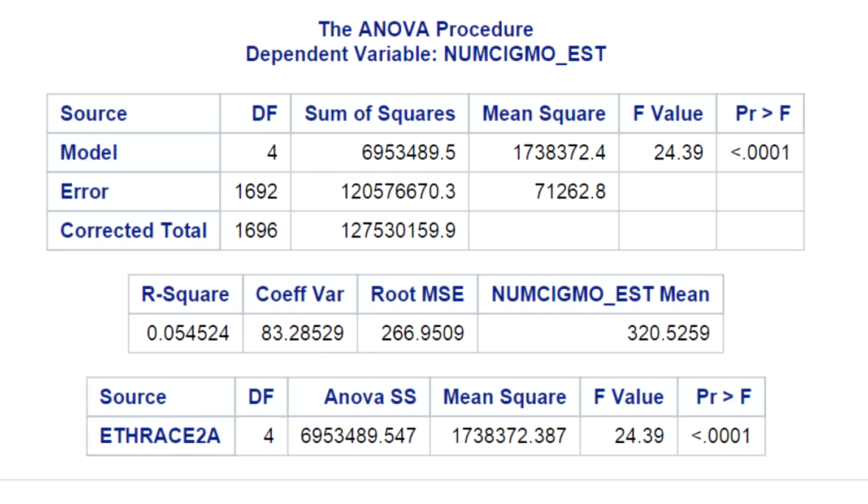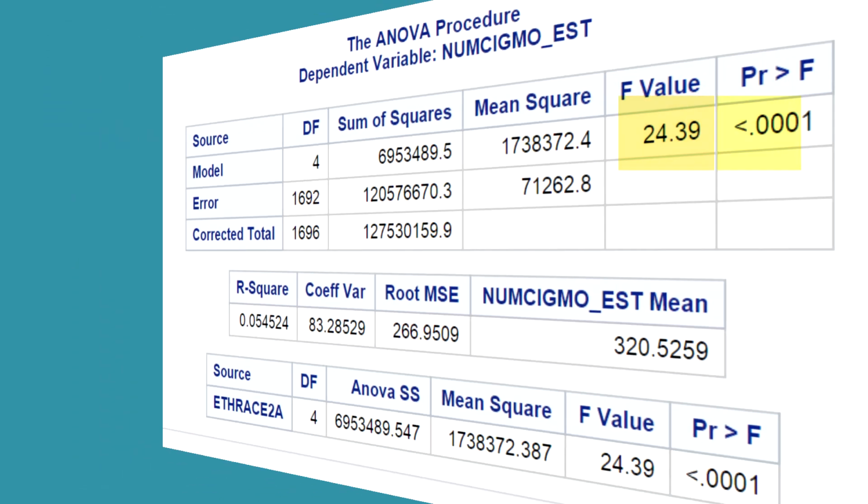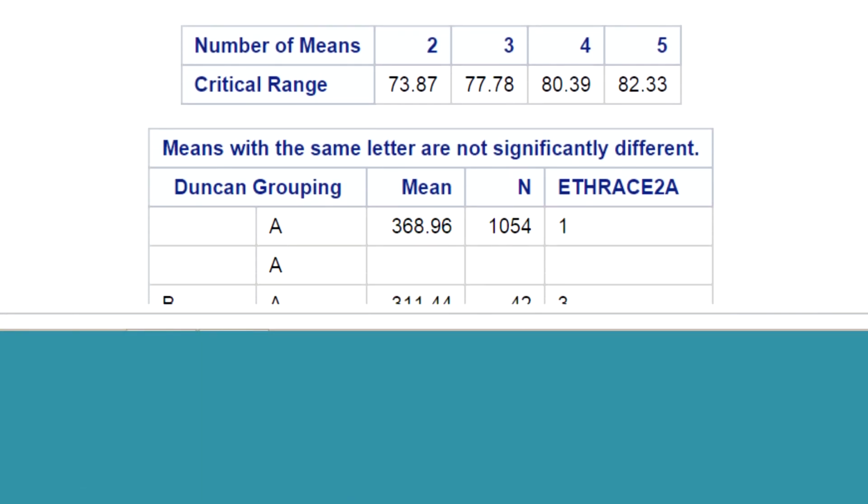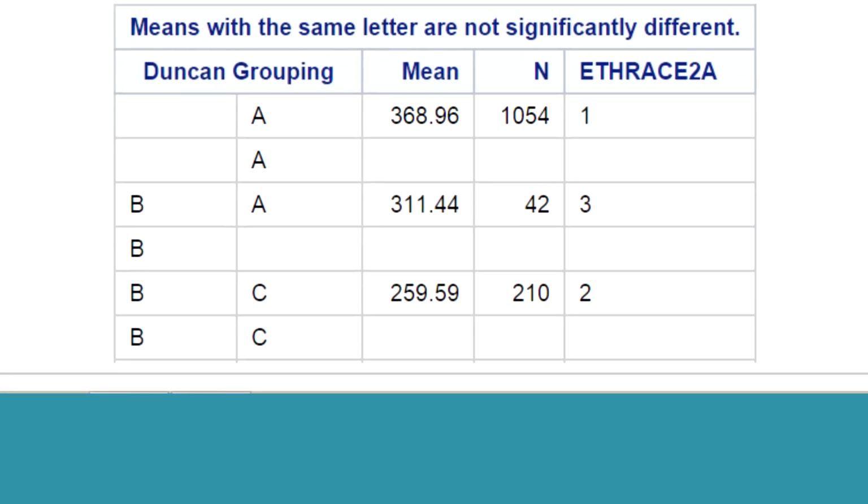Here are the Proc ANOVA results with Duncan post hoc test. The top of our results looks the same as in our original test. The F value, or F statistic, is 24.4, and it's significant at the p less than 0.0001 level. However, if we scroll down, we see a new table displaying the results of the paired comparisons conducted by the Duncan multiple range test. Here's how the table should be interpreted.